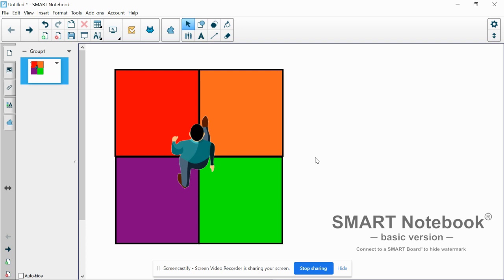This week, we're going to be learning all about angles and properties of shape. Today, in particular, we're going to be looking at angles. But before we look at angles, we need to look at turning and rotating.